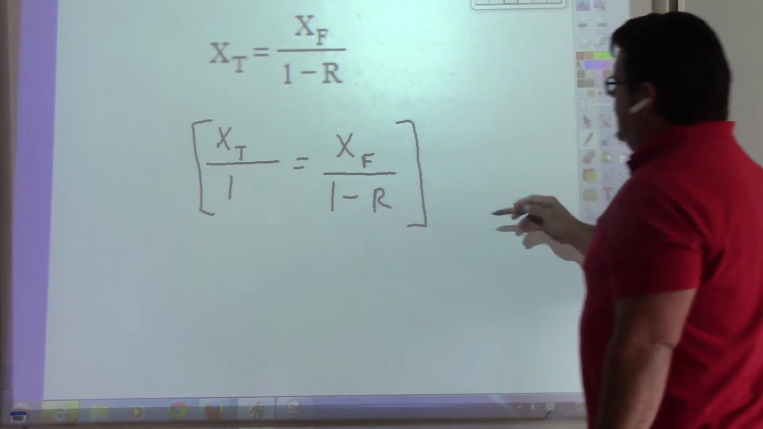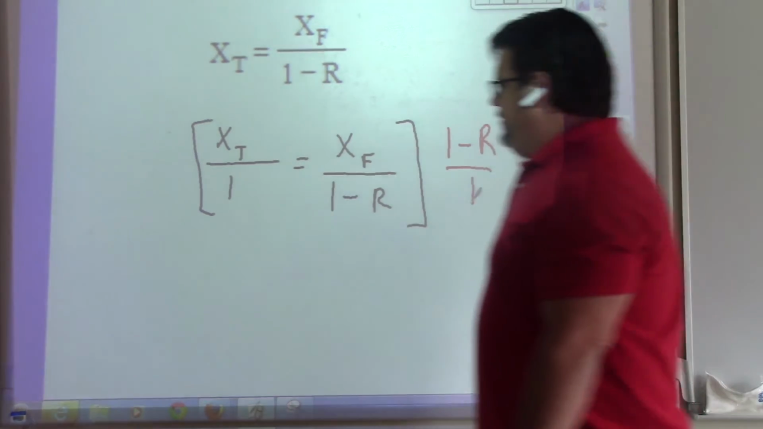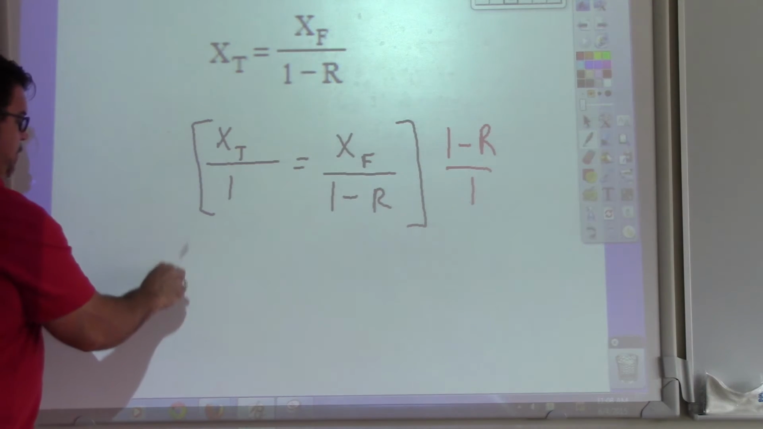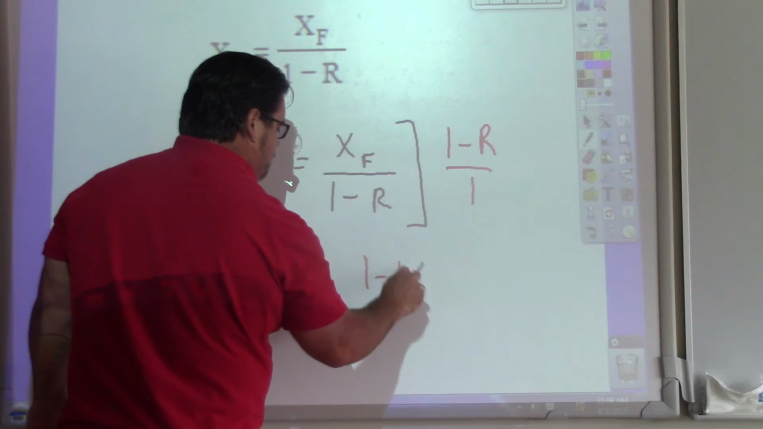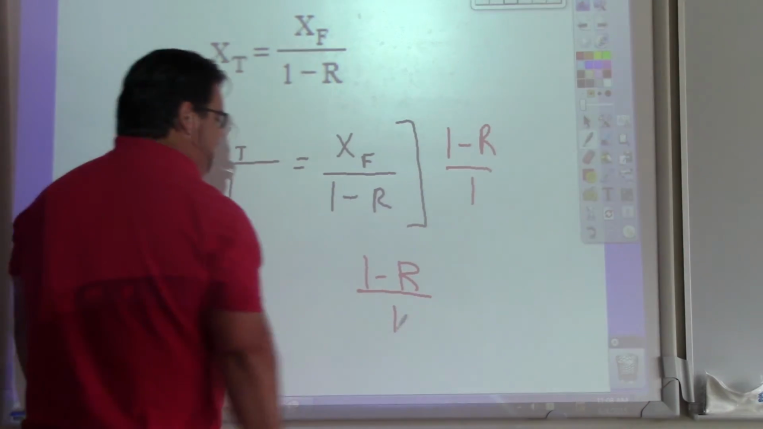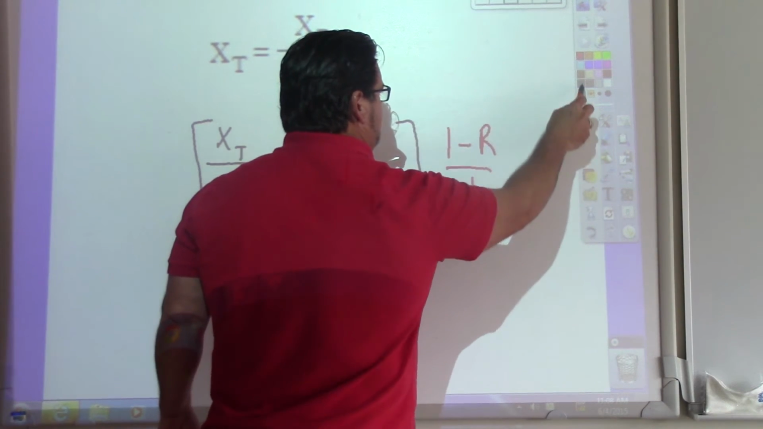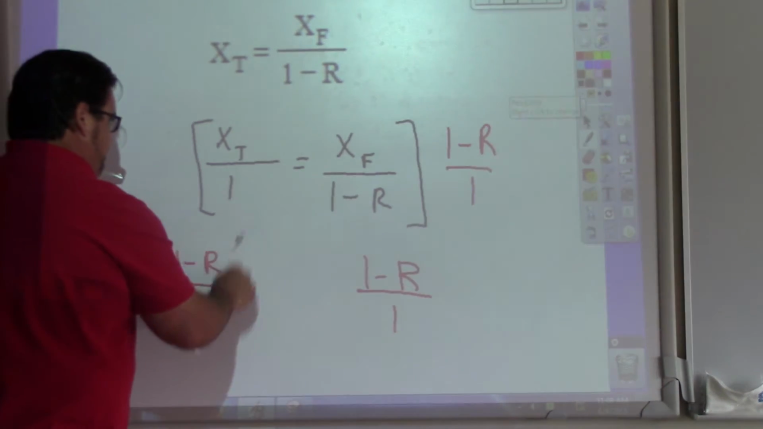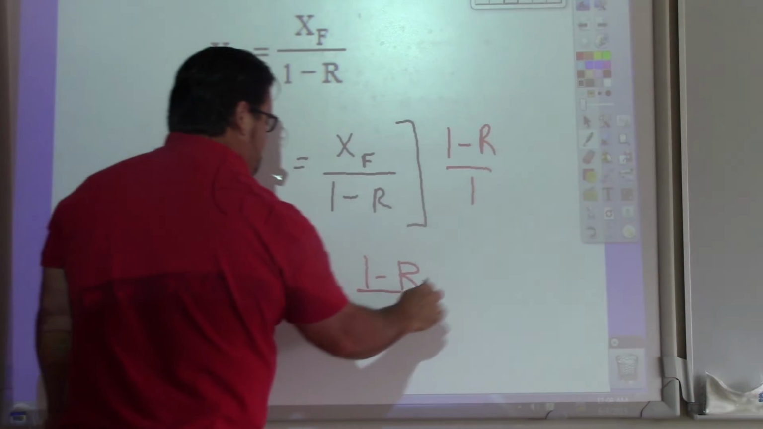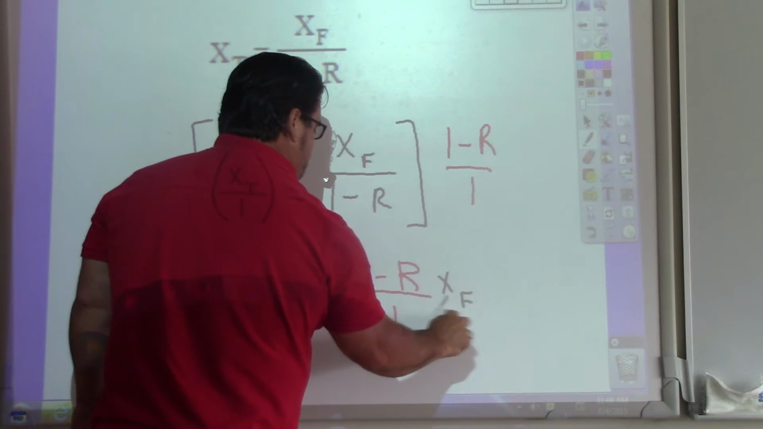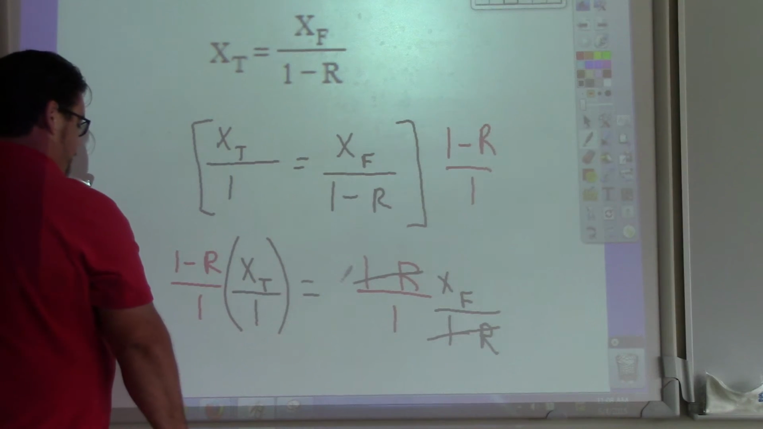And the common denominator is going to be 1 minus big R over 1. Put the baby step in there. You need 1 minus big R over 1 on both sides. Notice I have not said anything about what we're solving. I have not said anything about that because I don't need to know that right now. x sub t over 1 equals x sub f over 1 minus r. Those cancel.